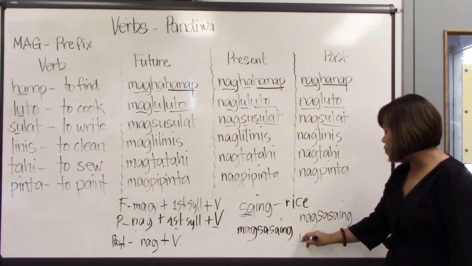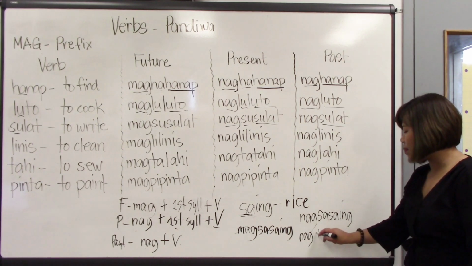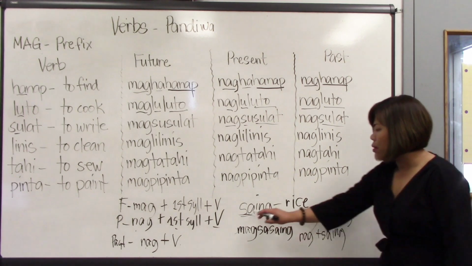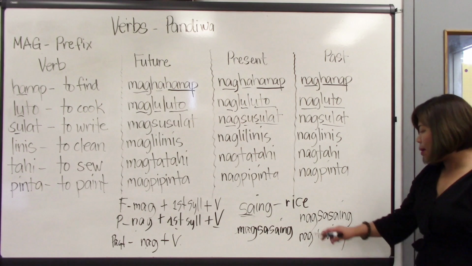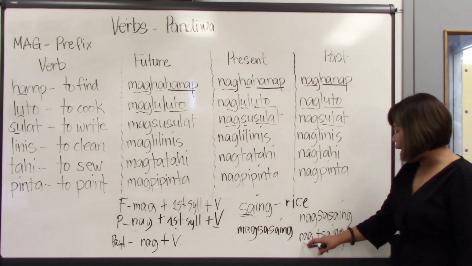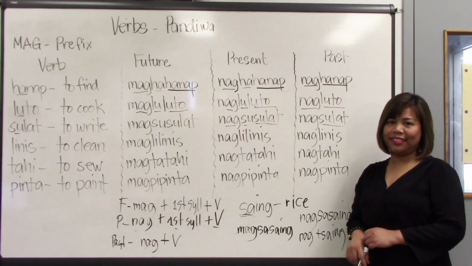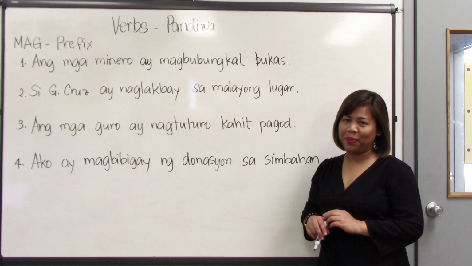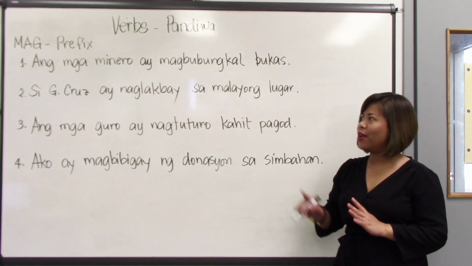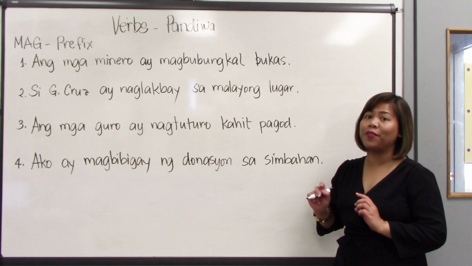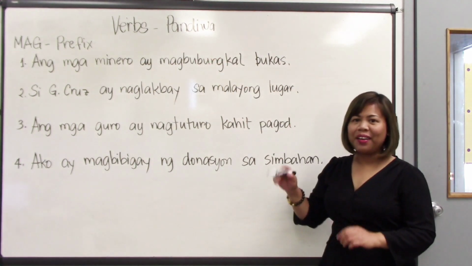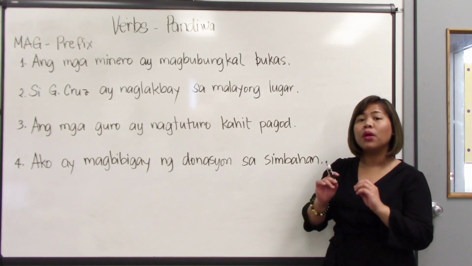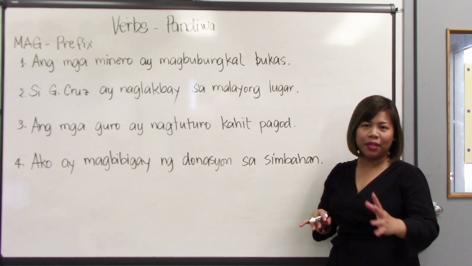How about the past? We still use the prefix nag plus saing. So nagsaing. Future magsasaing, present nagsasaing, past nagsaing. Now let us analyze. Let's try to analyze these 4 sentences on the board. So first, we need to identify which of these words here are the verbs or the pandiwa. You will have a clue because you know the pattern, right? If there is a prefix and if there are some repeated syllables, then maybe those are the verbs.